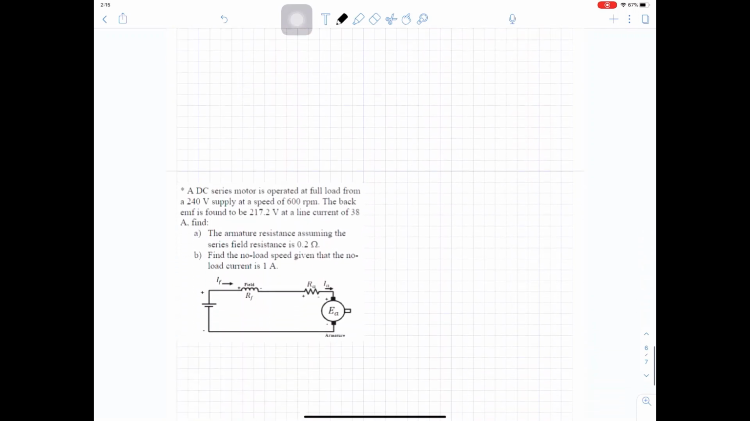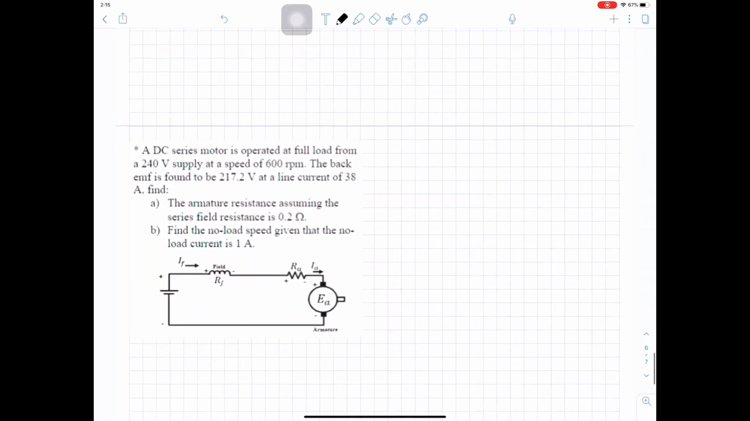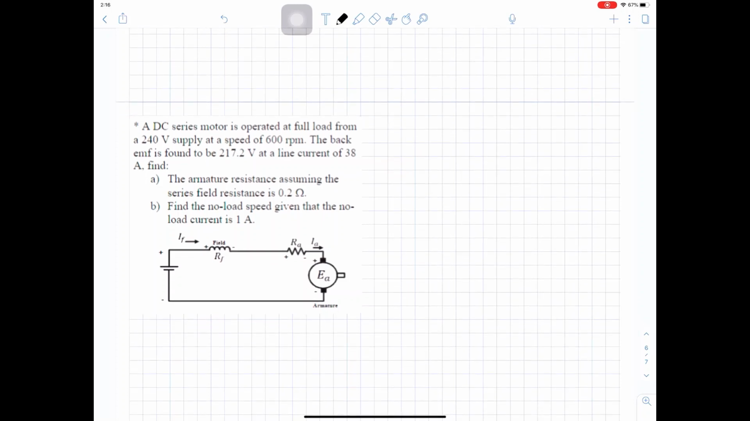So let's solve our first example, which is a DC series motor. I posted online some solved examples for DC motors, and we will go through these examples in the upcoming lectures. So let's solve this example. We have a DC series motor. Most of the students will lose marks while they are reading the question. So let's read the question together and extract the information.